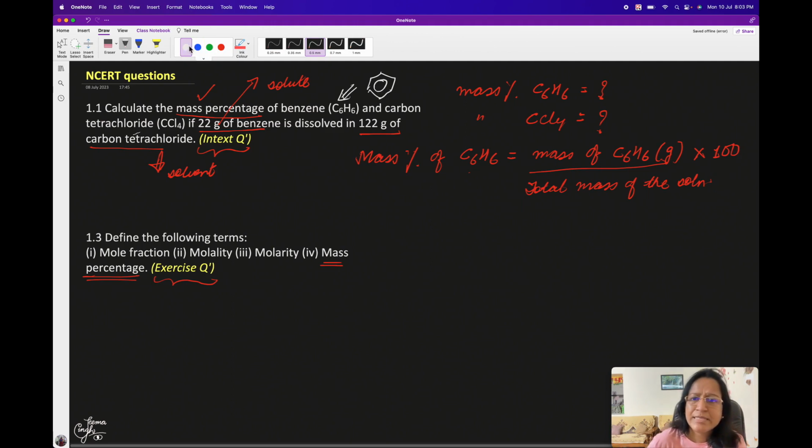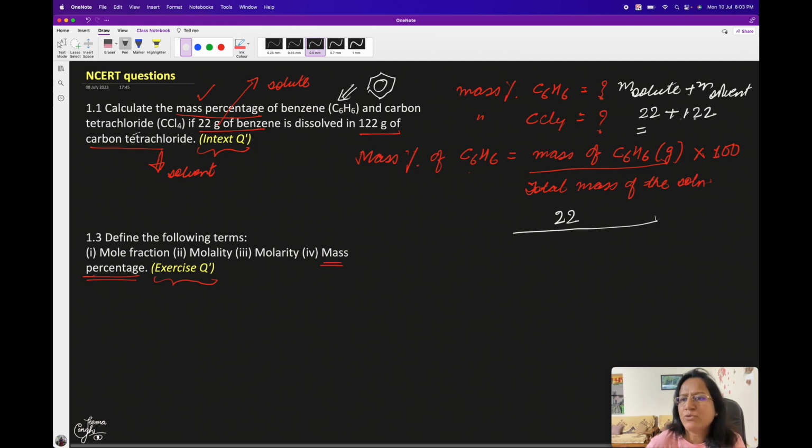Now let's see, mass of benzene is given as how much? 22. Mass of solution means mass of solute plus mass of solvent. Now mass of solute is 22, mass of solvent given is 122. So if you add them, total is 144 grams. So 22 by 144 into 100. Solve this and you get the answer. And don't forget to put the percentage sign. So mass percentage of benzene is this much.